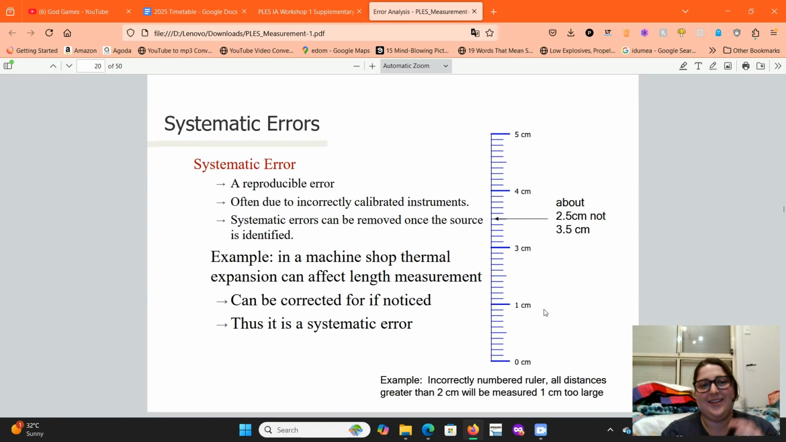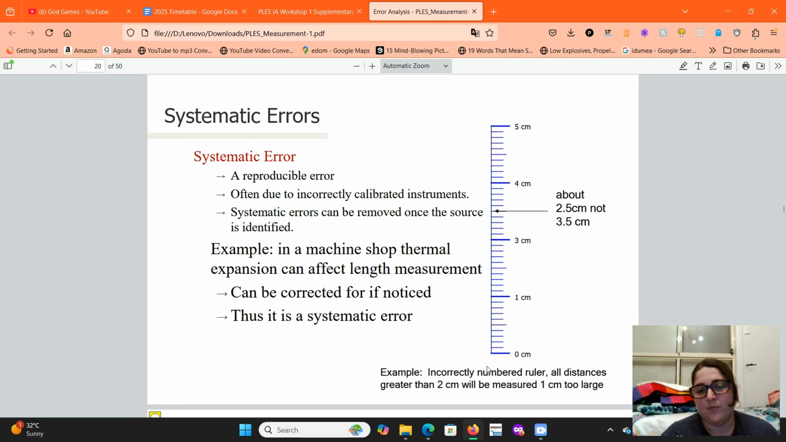Alright, so first and foremost, systematic errors are reproducible. Often due to incorrectly calibrated instruments, systematic errors can be removed once the source is identified. For example, in a machine shop, thermal expansion can affect length measurement; it can be corrected for if noticed, thus it is a systematic error. Another example is an incorrectly numbered ruler: all distances greater than 2 centimeters will be measured 1 centimeter too large. So this here would actually be 2.5 centimeters, not 3.5 centimeters. I know it's not, it's an example.